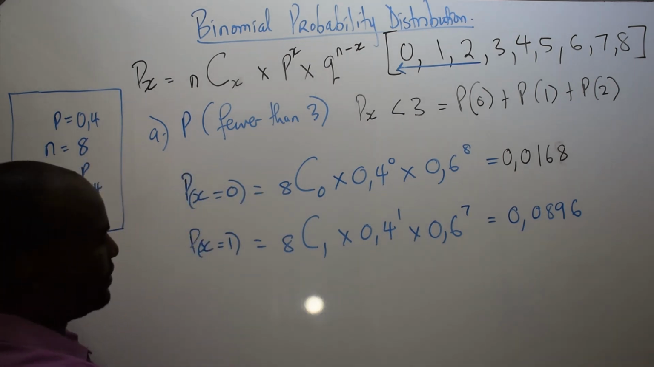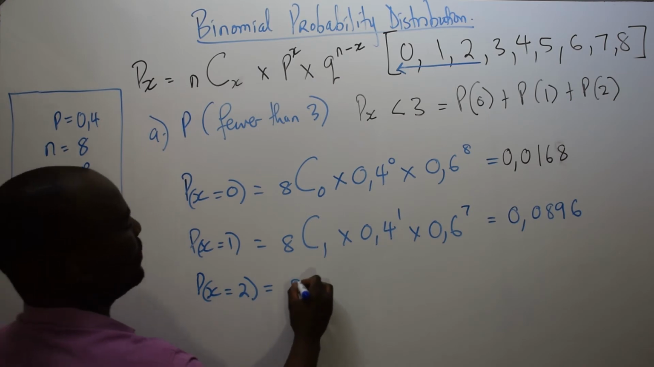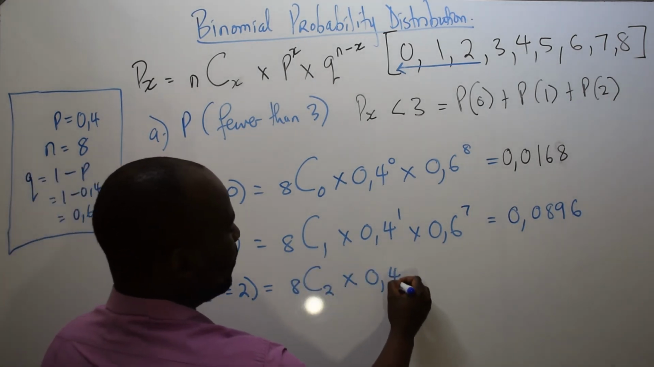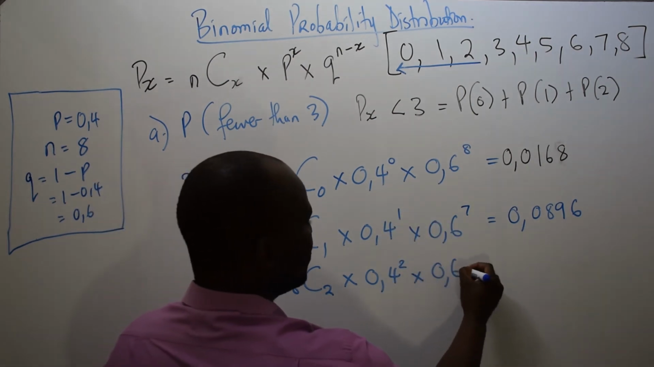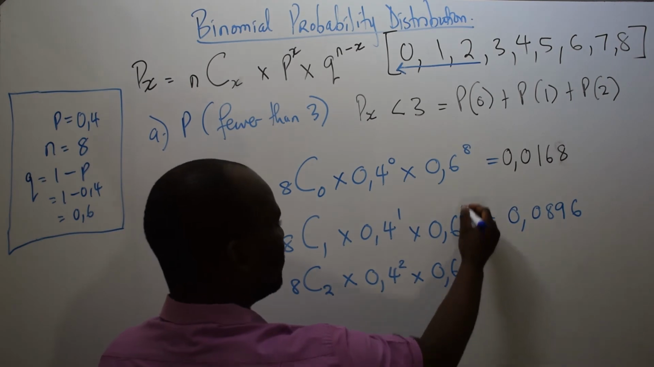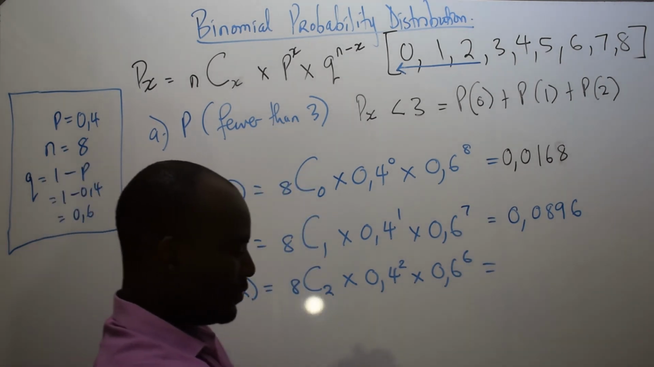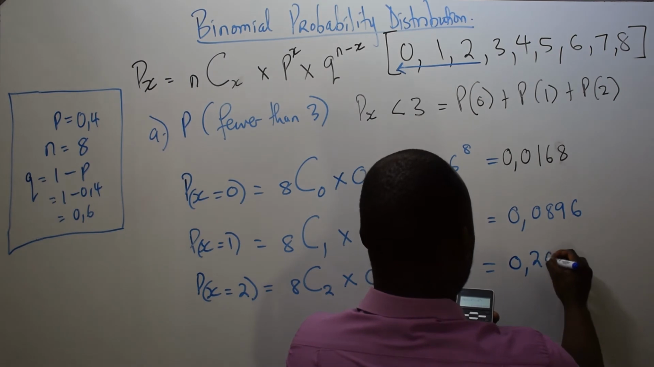That's the calculation. So P(x) equals 2 would be 8C2 multiplied by 0.4, we change the power to the power of 2, multiplied by 0.6 to the power of 6. This is equal to, we also do our calculation, 0.2090.